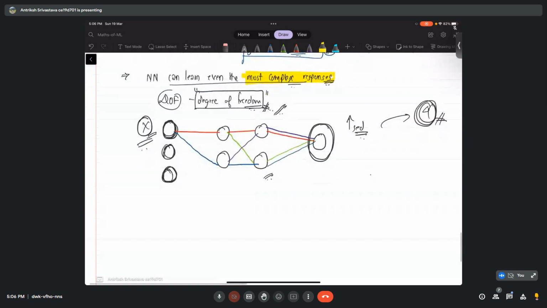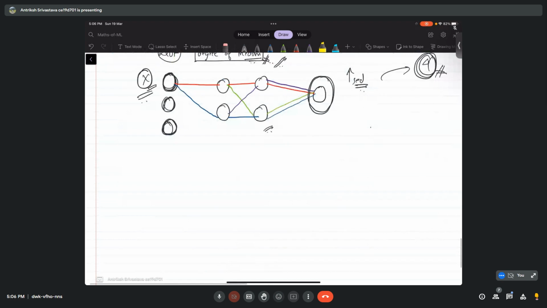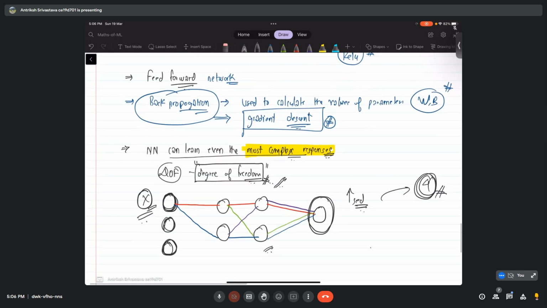And this is what deep learning is used for. Deep learning is good when you have some complex responses. So I hope this is clear.